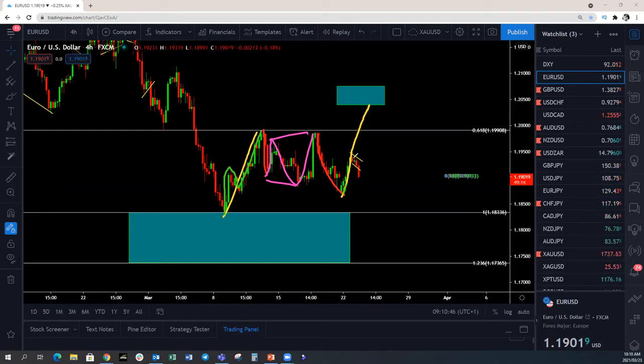Now we would have been looking for this to make 1, 2, 3 to the upside. So this move to the downside may not go all the way. We may get this corrective structure. But the idea here is to wait for the complete corrective structure to complete before you take any trades.